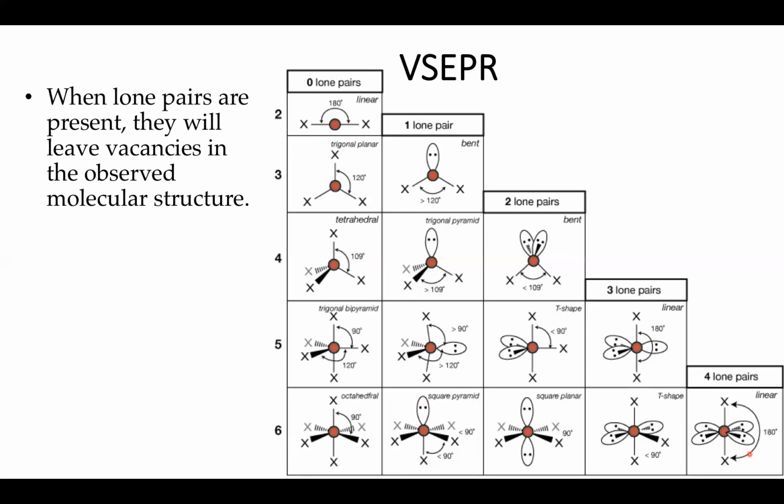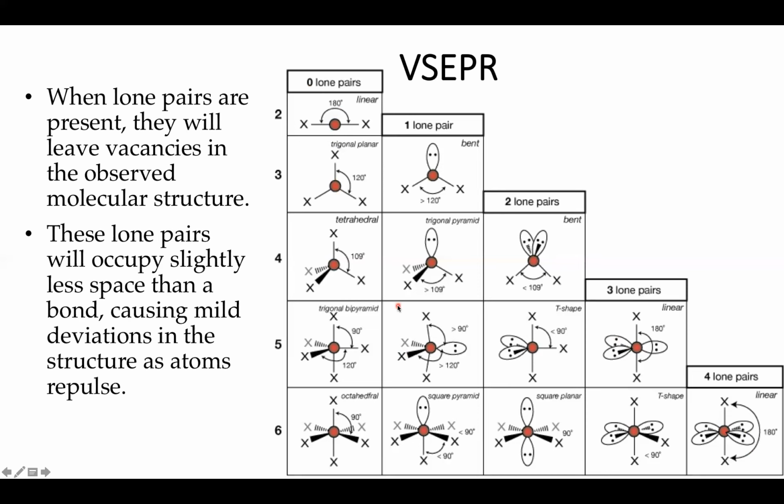And I do want to emphasize that if we have 2 substituents, no matter how many lone pairs, we're either going to be linear or bent, because this is going to be the way that 2 atoms can be as far away from each other as possible. Now, one of the things I do want to emphasize is the angles presented here are kind of the idealized angles. And it's important to realize that our lone pairs are going to occupy slightly less space than a bond. And this can cause some mild distortions from these idealized geometries.